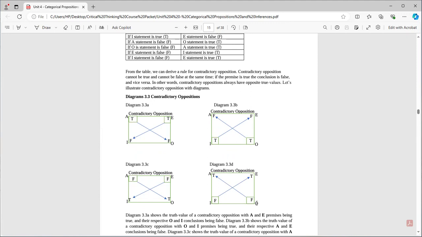If you use particular negation as your premise and it is false, you draw an arrow pointing to your universal affirmative and it will be true. So you see that we don't have an instance where both can be true at the same time. We don't have an instance where both can be false at the same time. If your premise is true, the conclusion is false. If your premise is false, the conclusion is true.